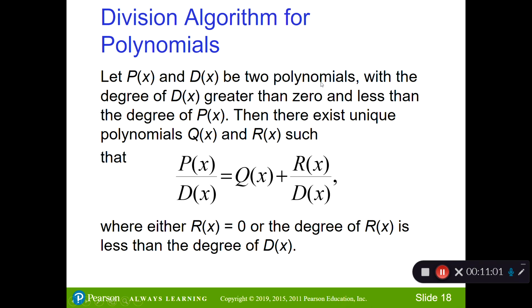If p and d are two polynomials with the degree of d greater than 0 and less than the degree of p, then there exist unique polynomials q and r such that we can break it down into that quotient plus remainder over divisor, where either r is 0 or the degree of r is less than the degree of d.